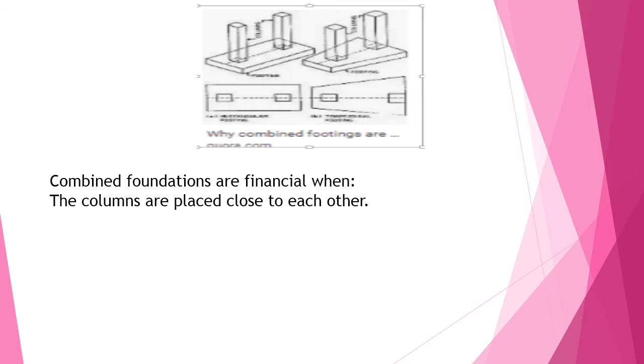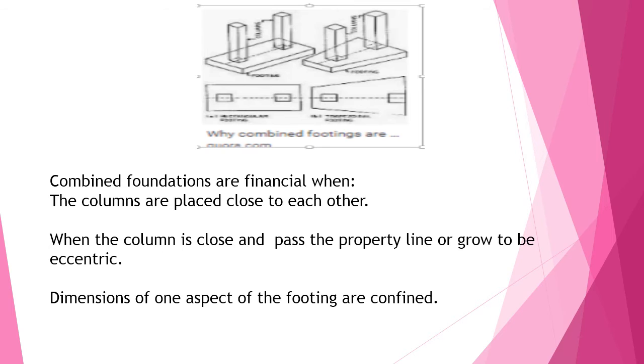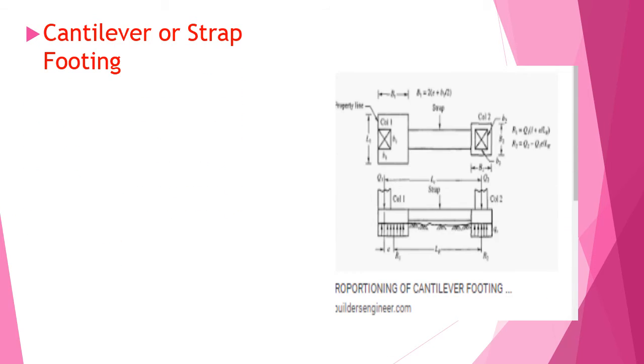Combined foundations are economical when the columns are placed close to each other. When the column is close to or passes through the property line, or grows to be eccentric, the dimension of one aspect of the footing is confined. Cantilever or strap footing. This is an image which shows how the cantilever footings are being constructed.